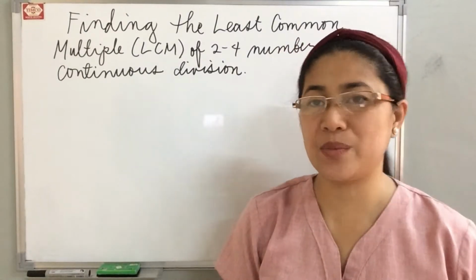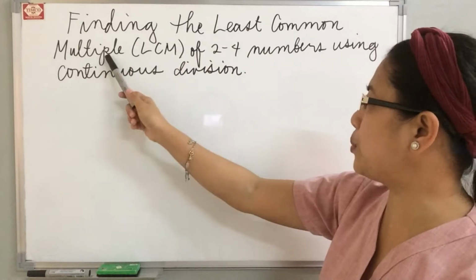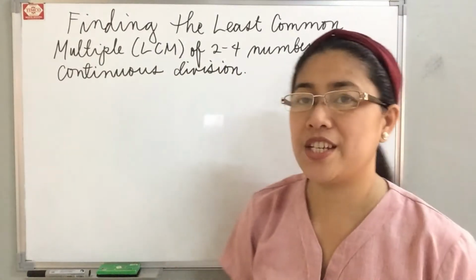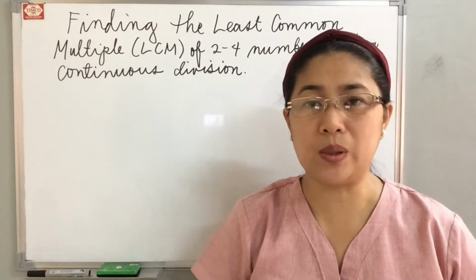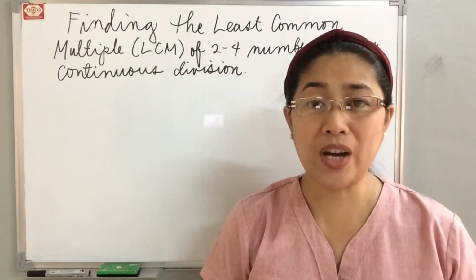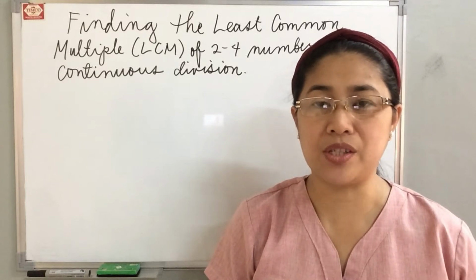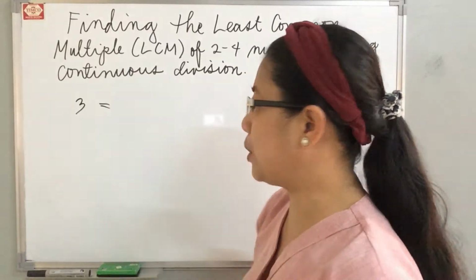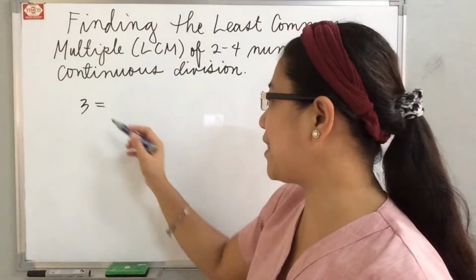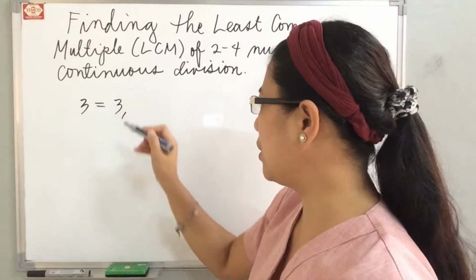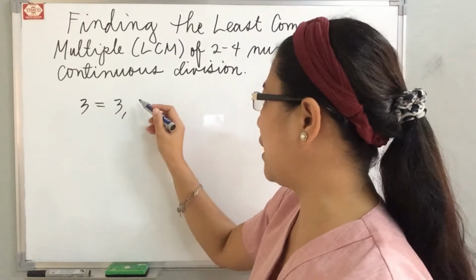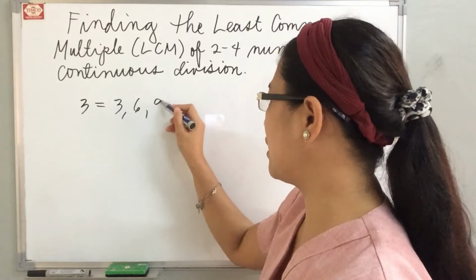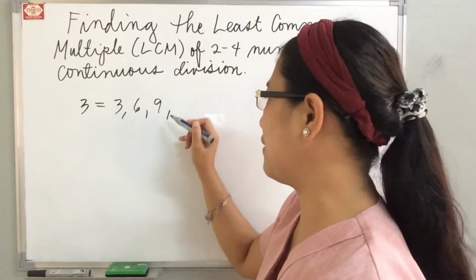Our topic for today is about finding the least common multiple or LCM of 2 to 4 numbers using the continuous division. Okay. When we say multiple, it is a product of that number and any other counting numbers. So for example, we have 3. What are the multiples of 3? When we multiply 3 by 1, it will give us 3 also. Multiply it by 2, it will give us 6. Multiply it by 3, it will give us 9. Multiply it by 4, it will give us 12.